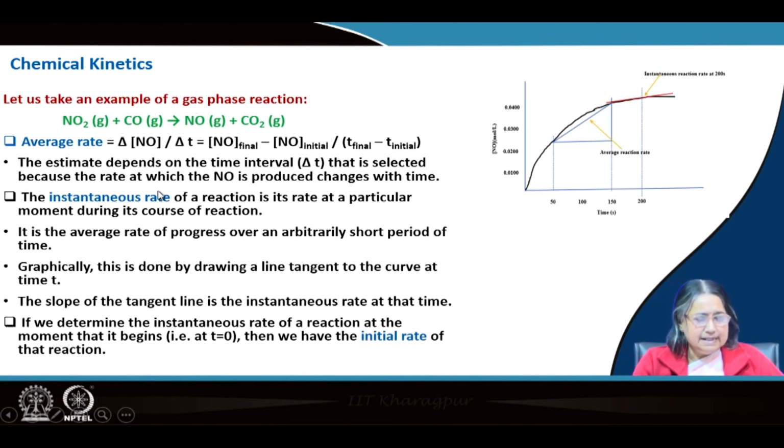Now, instantaneous rate comes into picture when this delta t is becoming very small. Instantaneous rate is the rate of a reaction at a particular moment during the course of the reaction. So, the determination of instantaneous rate is difficult.